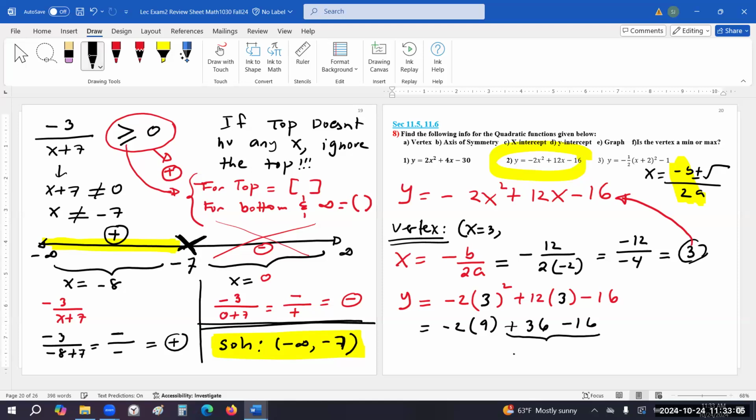So from here we get how much? 36 minus 16? 20. And from here we get negative 18. And what is negative 18 plus 20? 2. So that's the y value of the vertex.